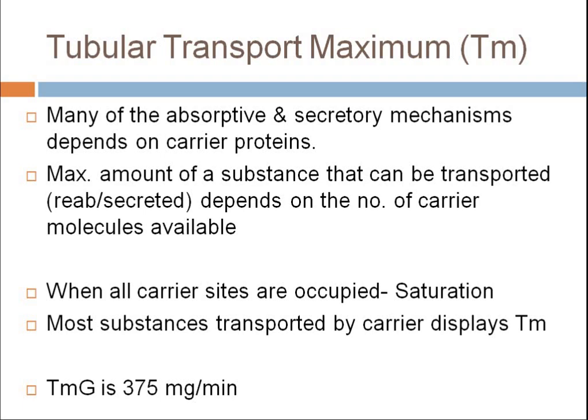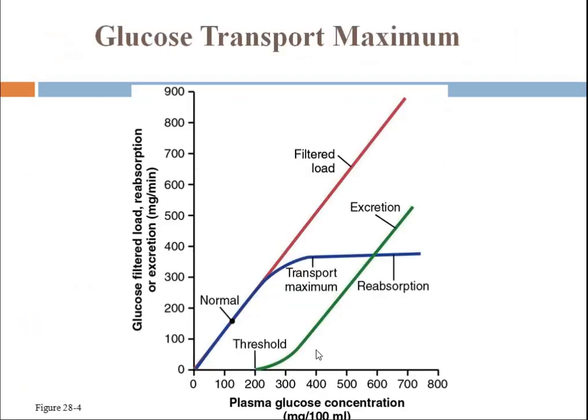So this is known as Tm for a particular substance, and here Tm for glucose is represented by Tmg, and its value is 375 milligrams per minute. That means that this much amount can be transported per minute. Beyond this amount, it cannot be transported in the tubules.